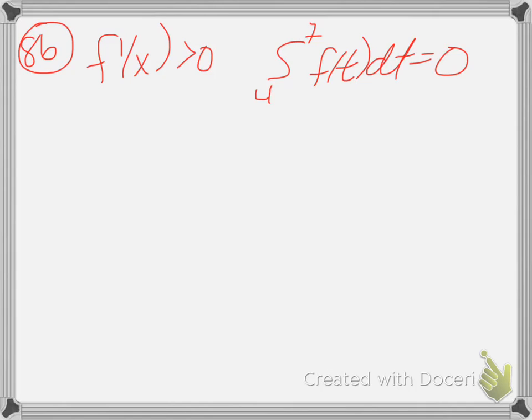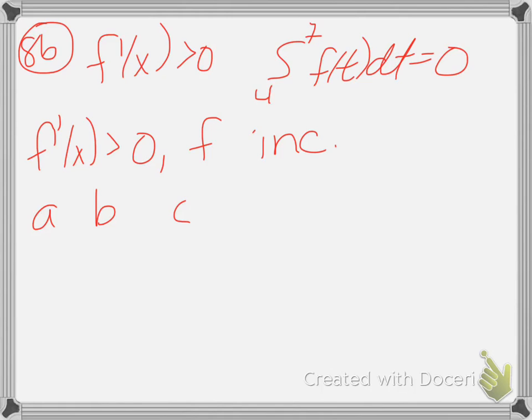Okay, number 86. So you're being told that the first derivative is greater than 0. If the first derivative is greater than 0, then f has to be increasing. So that's the first thing. So you're going to look at all 5 of your choices, look at your y values, and see if it's increasing. Okay, A is increasing, B is increasing, C is increasing, D is not increasing, and E is increasing.